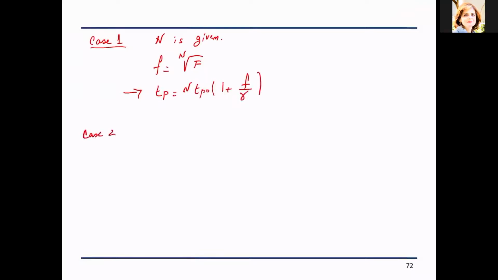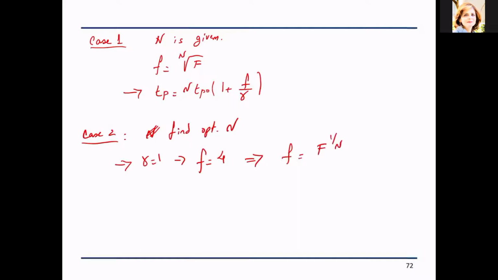And in case 2, I have to find the optimal n. In this scenario, given gamma equal 1, we will be given f, for example, equal 4. Then we will have the relation that f equals big F to the power 1 over n. We find what n is equal to, and then we find the delay. It would be n times Tp0 into 1 plus f over gamma. So these are the two scenarios for a chain of inverters. Clear?